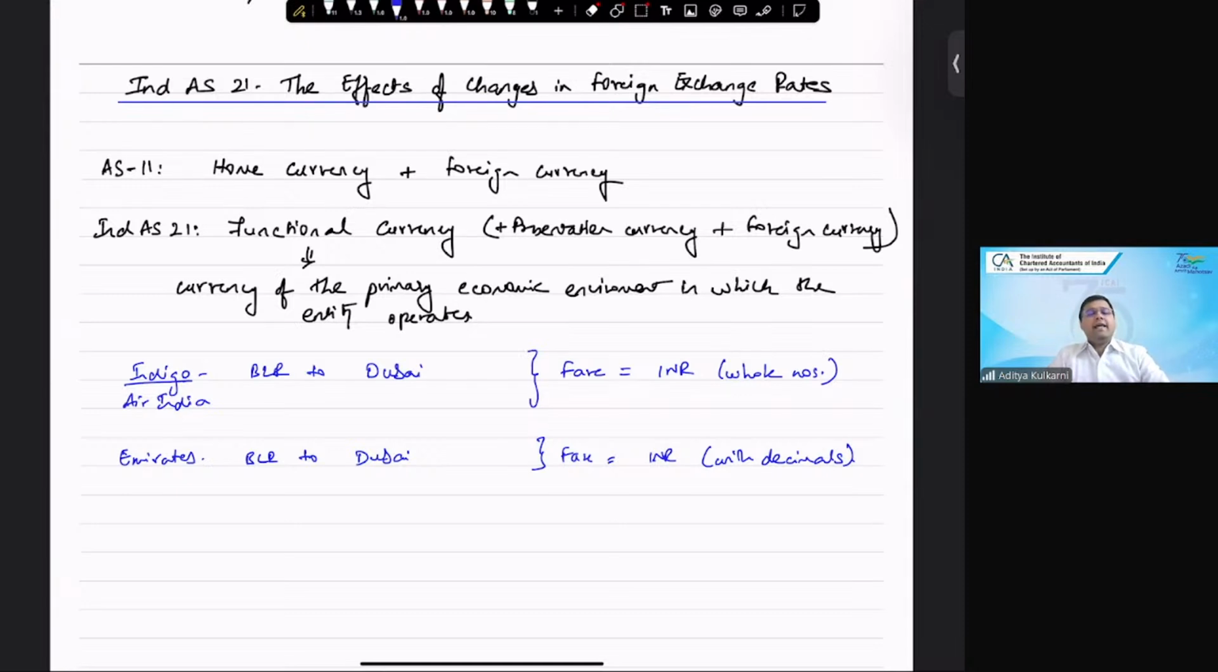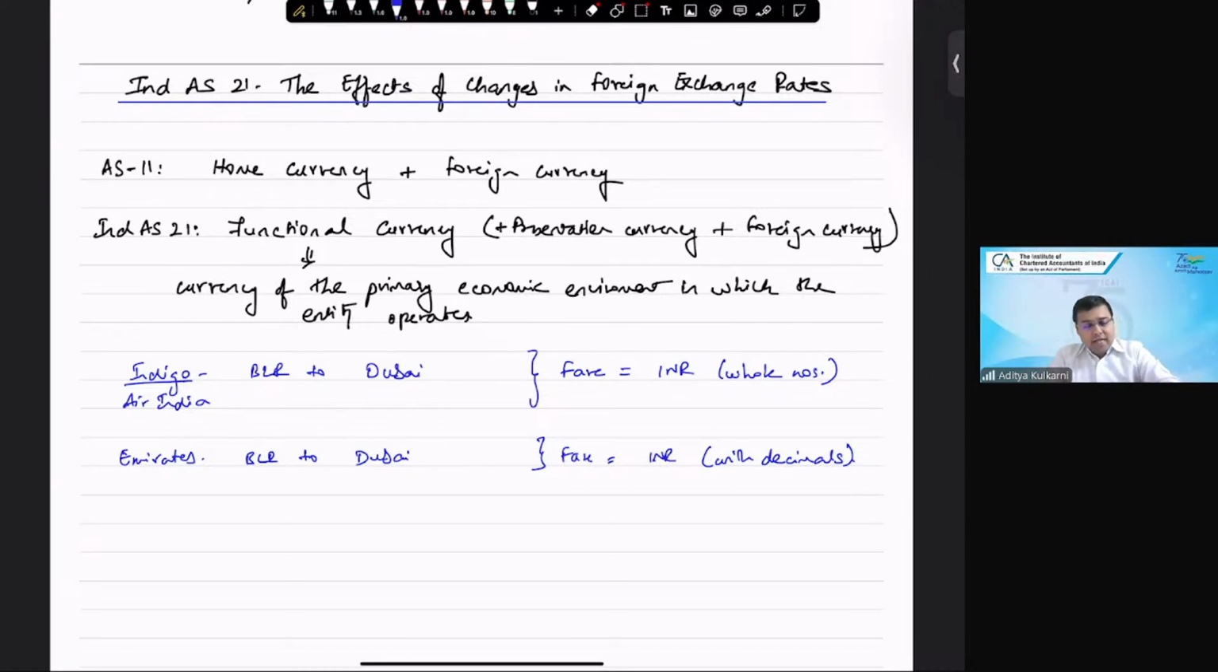Emirates.com/IN. Okay, so IN stands for India. So it goes to Emirates.com/IN, and I do the booking there. The fare goes to the subsidiary, probably, and then they do a repatriation. Okay, I don't know the back end.